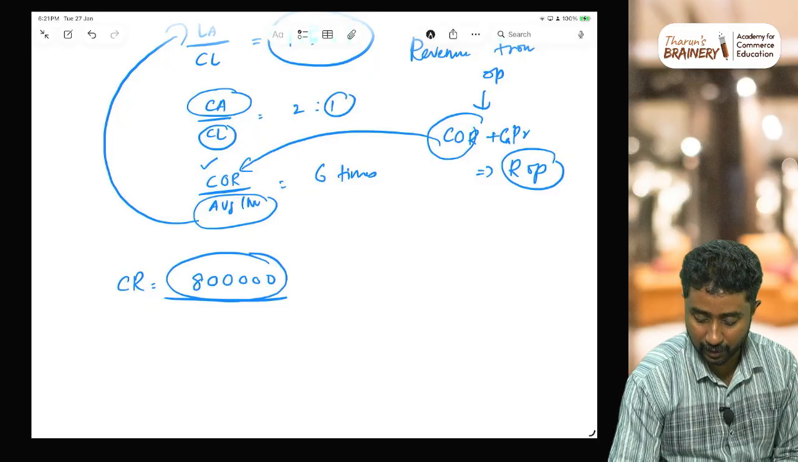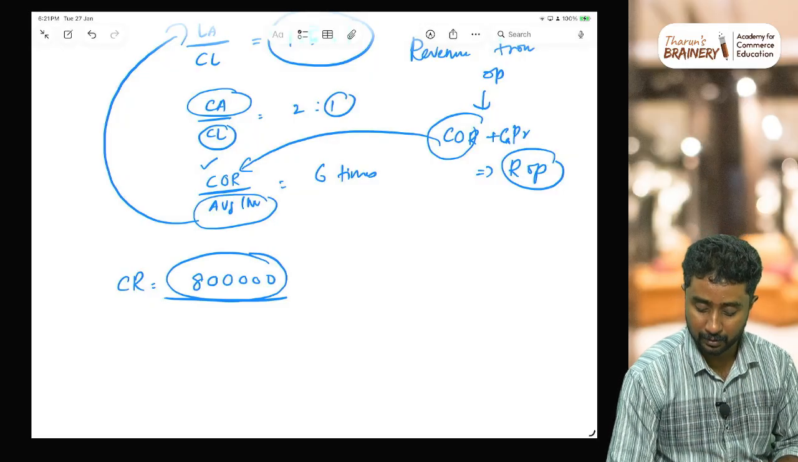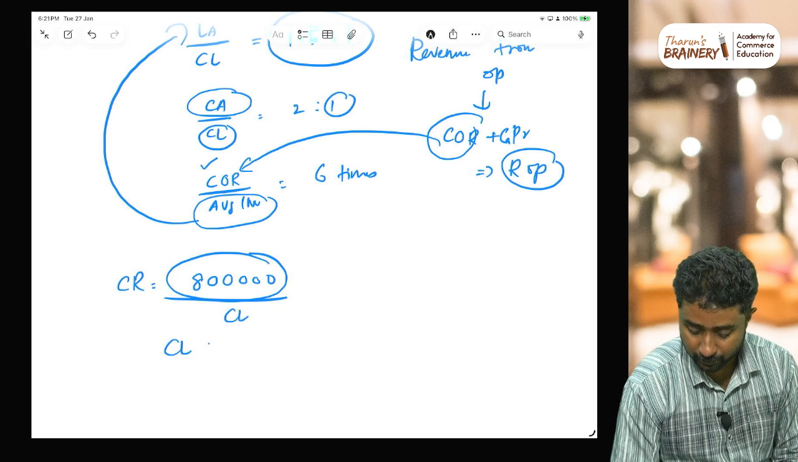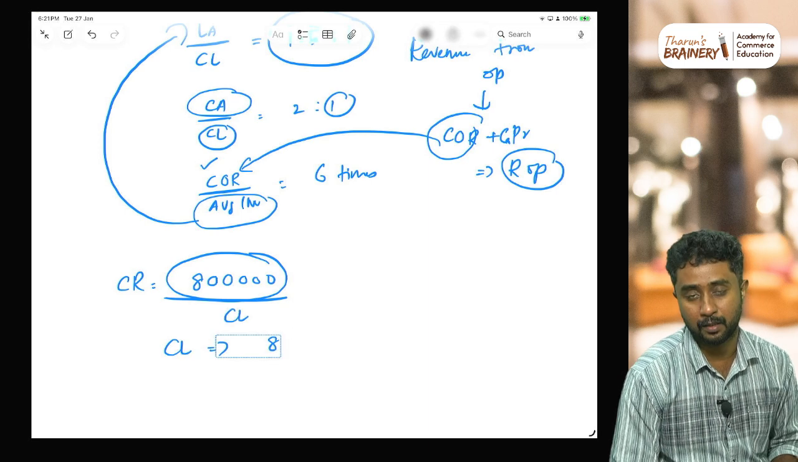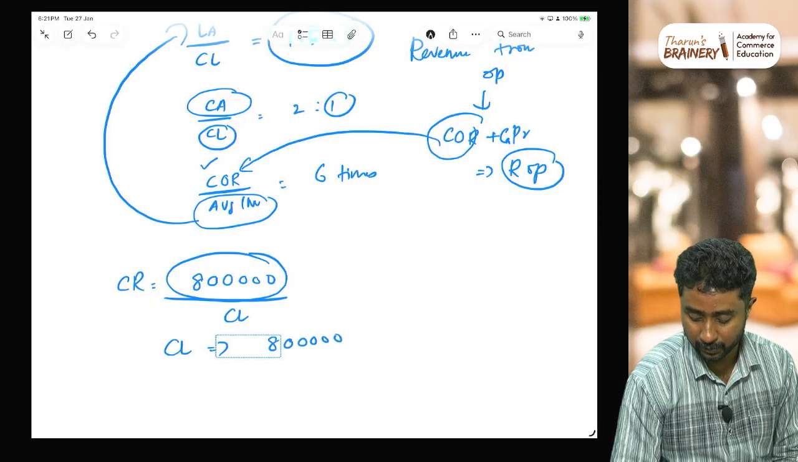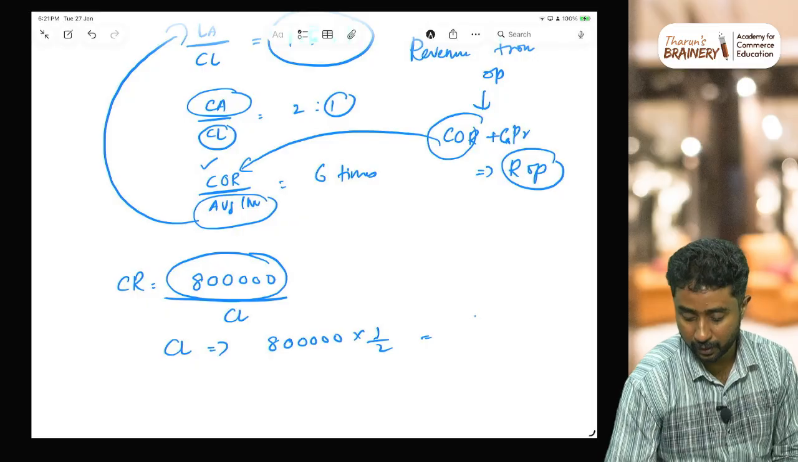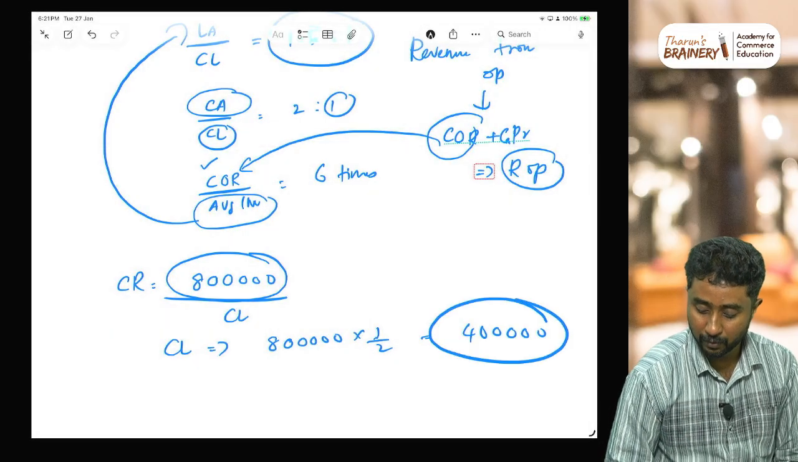That means this 8 lakh is 2 times that of current liabilities. So in order to find out the value of current liabilities, how to find out? Your current liability equals half of 8 lakhs, because current assets are 2 times current liabilities. So 8 lakh divided by 2 will give us 4 lakhs. So 4 lakh is current liabilities.